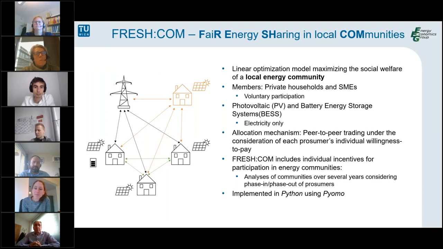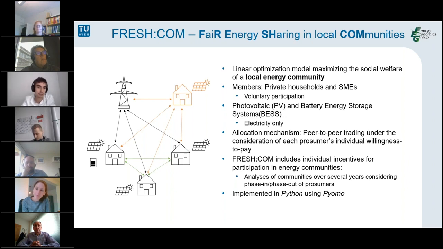First, FreshCom, which is a linear optimization model with the objective function to maximize the social welfare of a local energy community. On the left-hand side in the figure, you see two strengths of the model. One is the allocation mechanism, which means peer-to-peer trading under different willingness to pay from the consumers and prosumers. And in orange, you see the second strength, which means the dynamic participation of new members inside of the energy community.